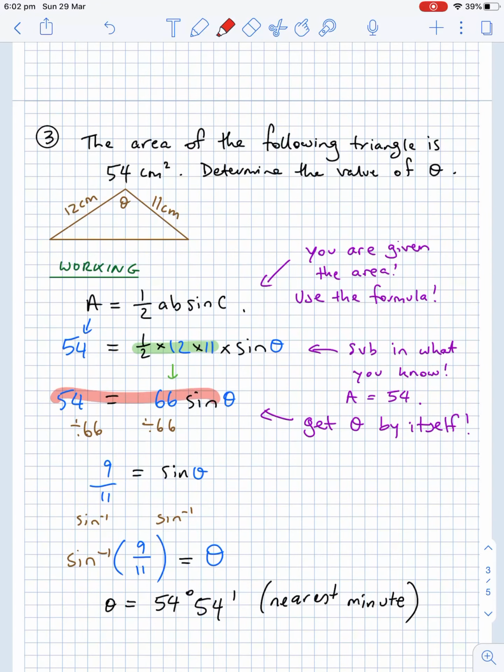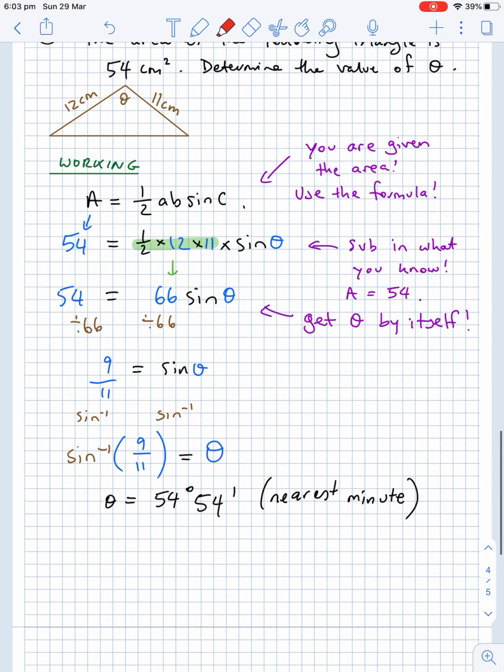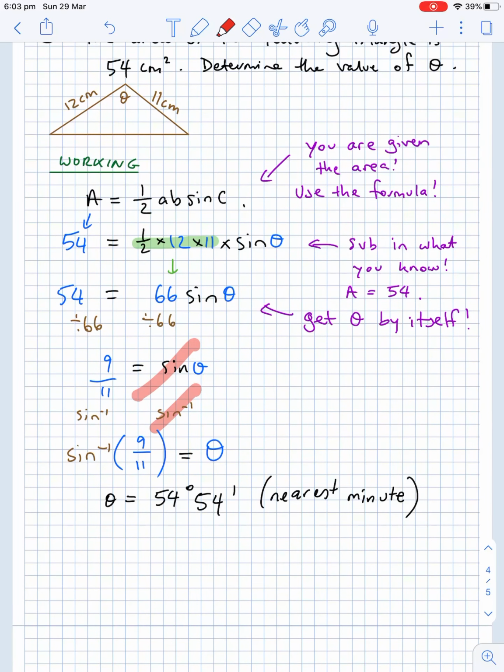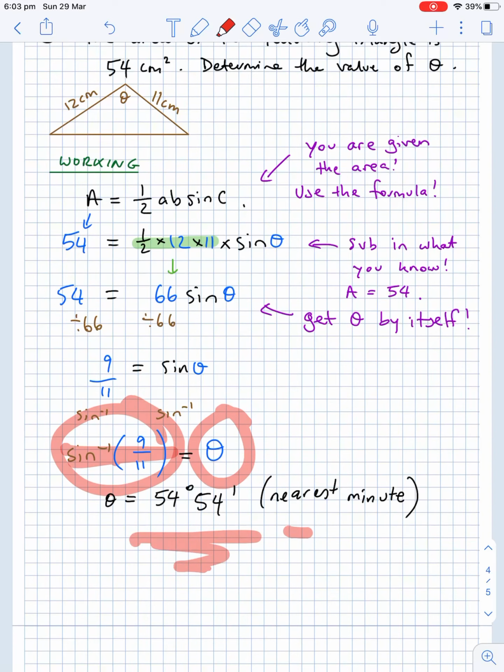That makes it a little bit nicer to deal with. I want to get theta by itself. I'm going to move the 66 first by dividing by 66 on both sides. That gets me 9 over 11 over here, and sine theta left over. And finally, get rid of sine by doing inverse sine to both sides. We get inverse sine of 9 over 11 equals our theta. That in a calculator gives us our final answer to the nearest minute.